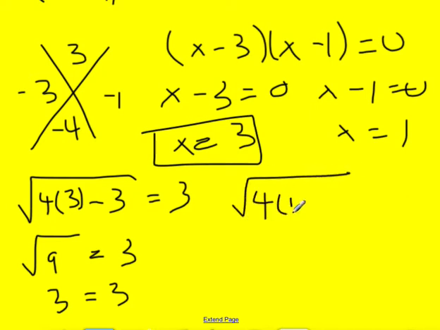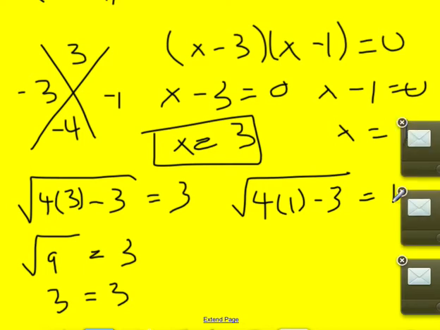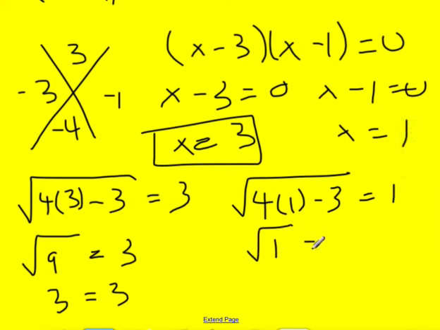So 4 times 1 minus 3 is equal to 1. So then what we need to do, look at all those emails I got. I'm a popular lady. So then 4 times 1 is 4, minus 3 is 1. So I get the square root of 1 is equal to 1. So then I get that 1 is equal to 1. So x is equal to 1 is also a solution.